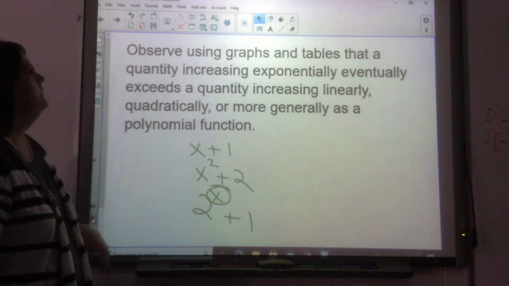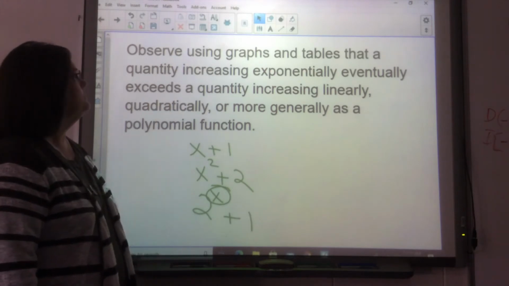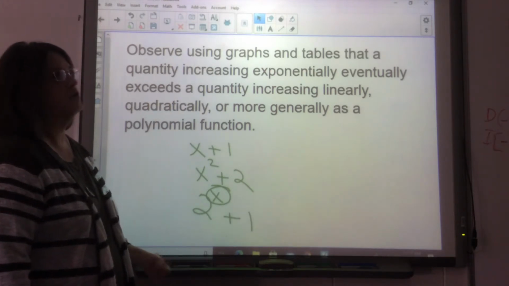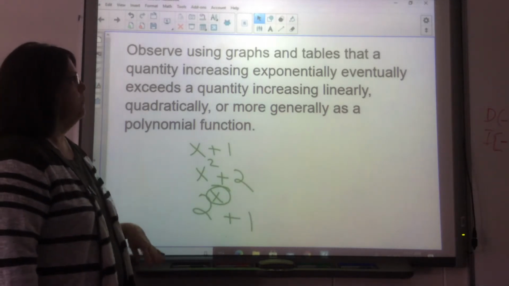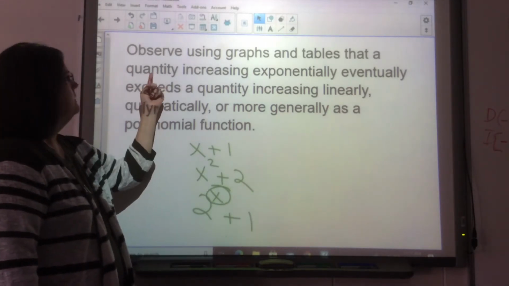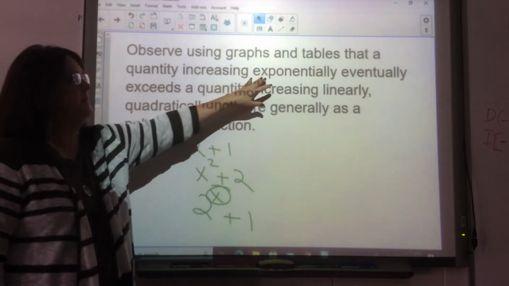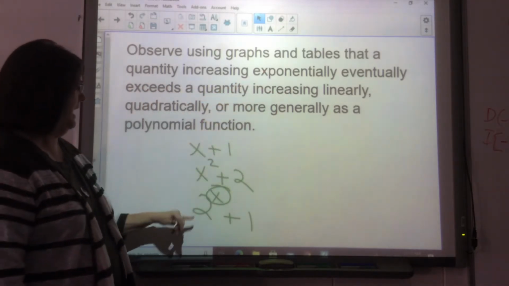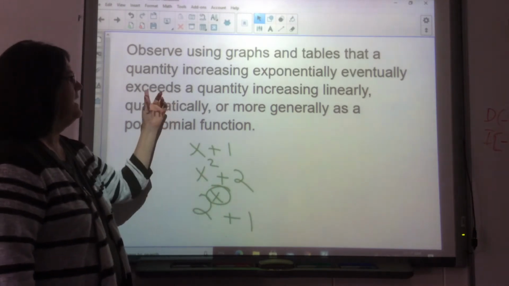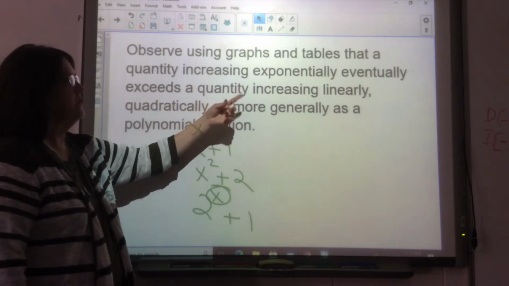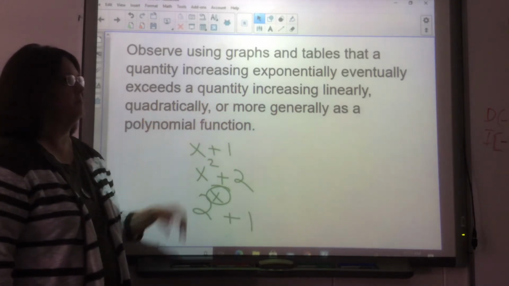All right. Then it says observe using graphs and tables. We are going to be looking at graphs. We're going to be looking at tables. We're going to be looking at equations today. Observe using graphs and tables that a quantity increasing exponentially, meaning that you have x as an exponent, will eventually exceed a quantity increasing linearly, quadratically, or more generally as a polynomial function.